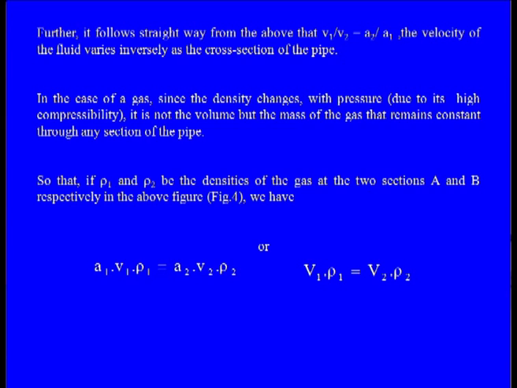Suppose in one end of the pipe the cross section is small, the velocity of the fluid passing through that cross section will be much larger compared to the velocity at a bigger cross section.